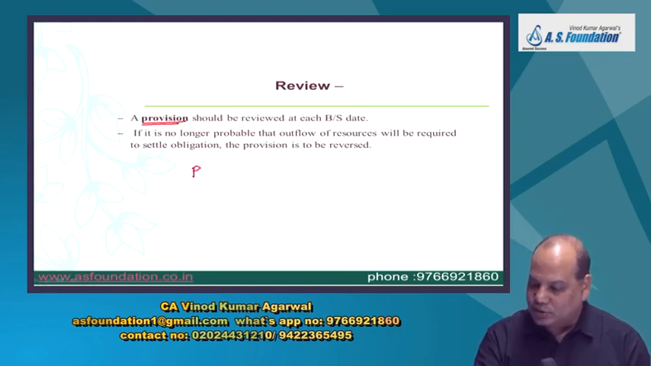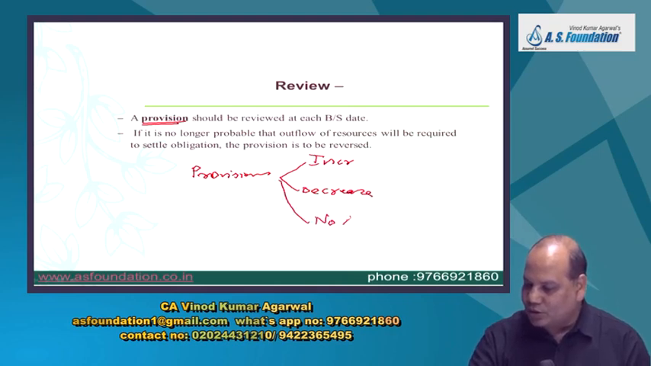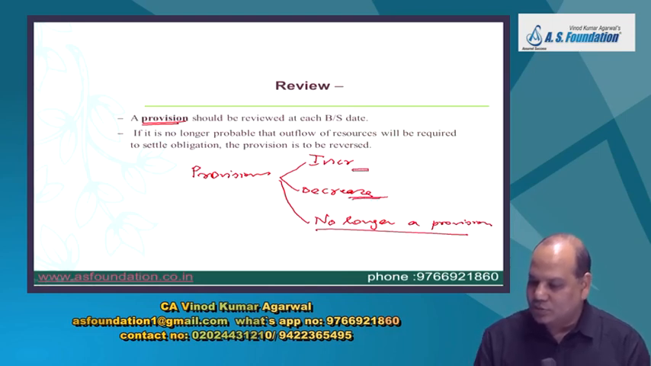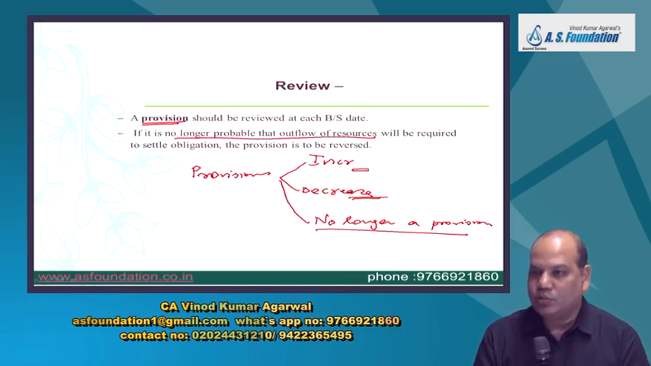What are the possibilities? Possibilities are: provision may increase, provision may decrease, or it is no longer a provision. In that case you will remove it. Here you will change the amount. So the standard says if it is no longer probable that an outflow of resources will be required to settle the obligation, the provision is to be reversed.